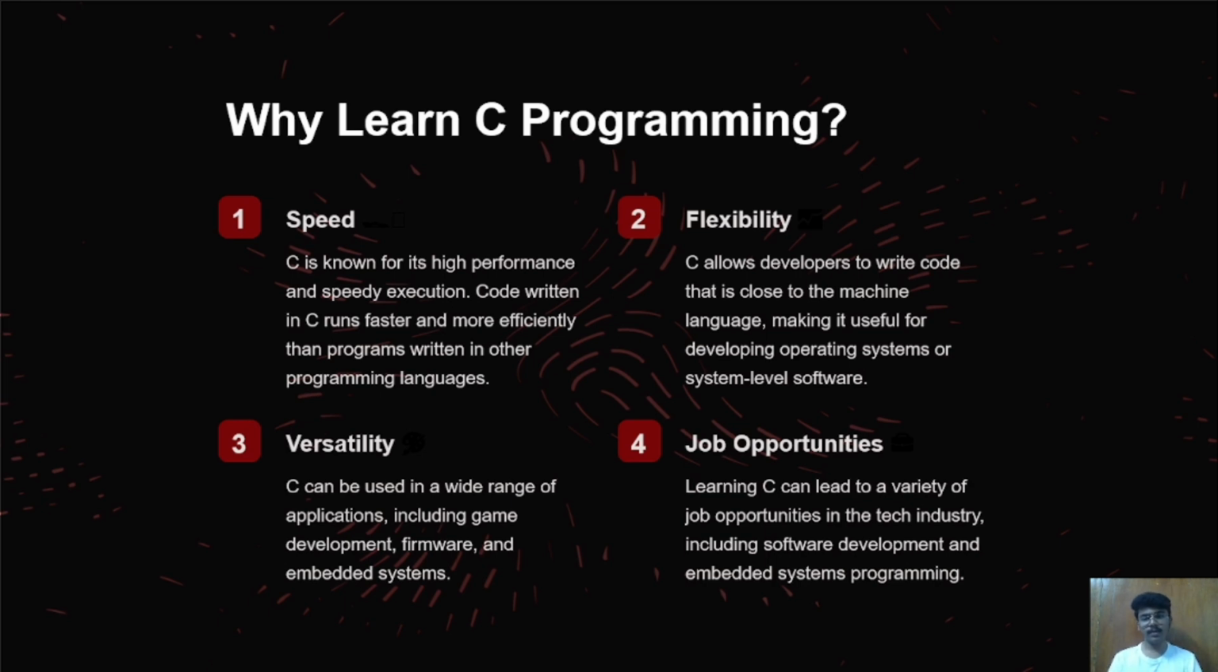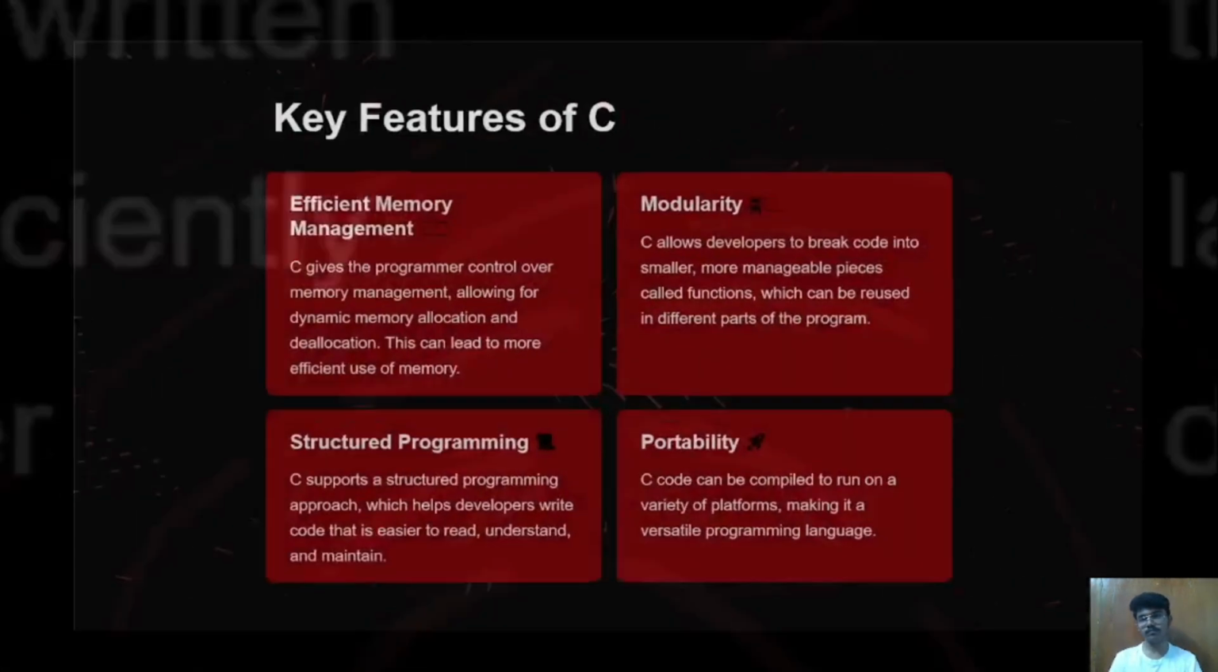Versatility. C can be used in a wide range of applications including game development, firmware and embedded systems. It is also helpful for job opportunities, leading to a wide variety of jobs in the tech industry including software development and embedded system programming.